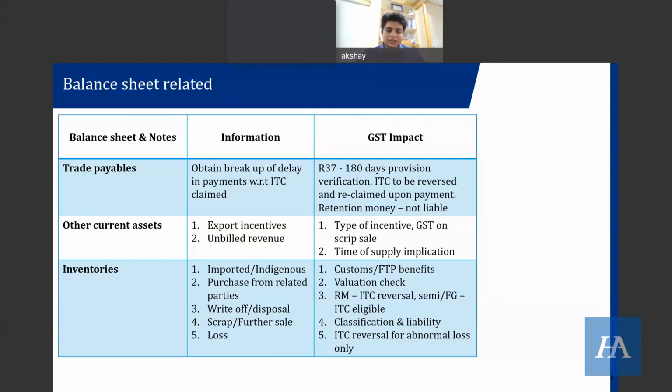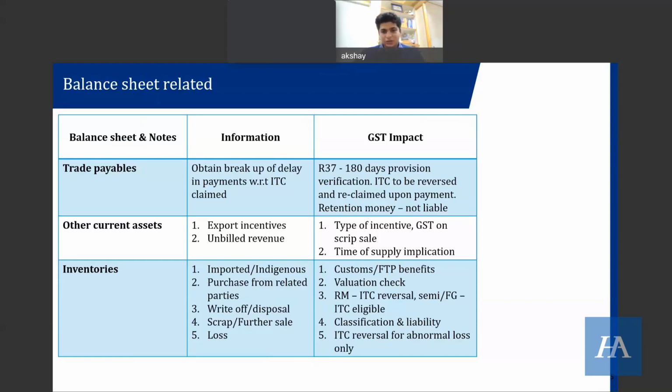Purchasing from related parties, there is always an issue with respect to valuation, and then the issue coming back to the recipient of paying more taxes in the later period. So keeping this in mind, it's always better to take declarations that all the valuation with respect to related parties has been satisfied.